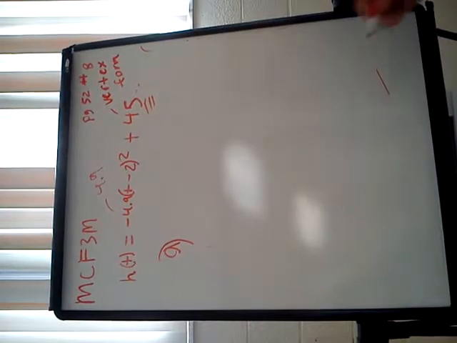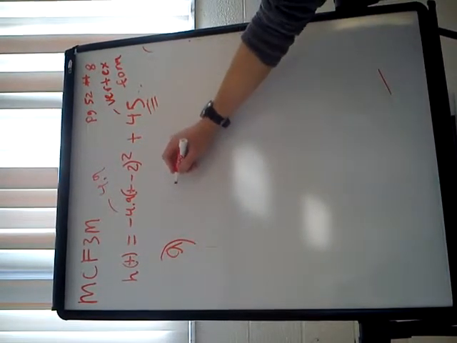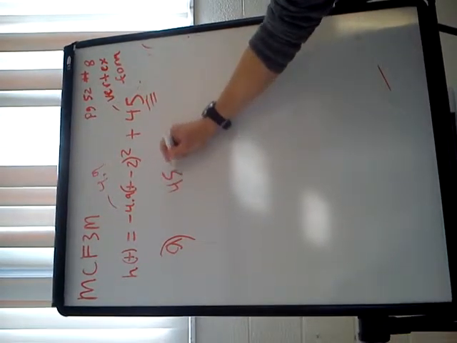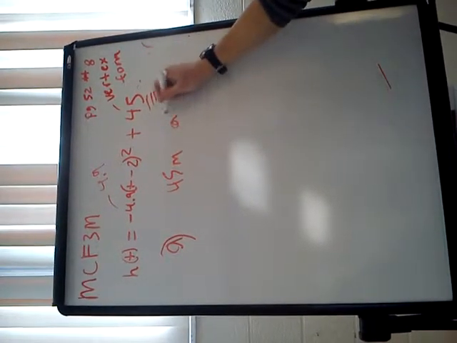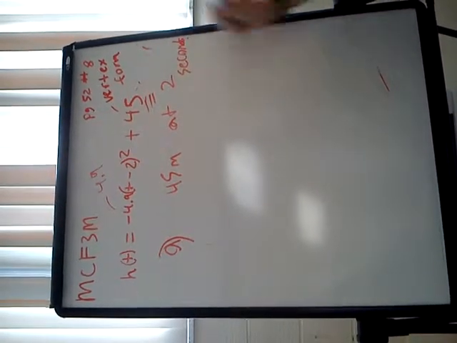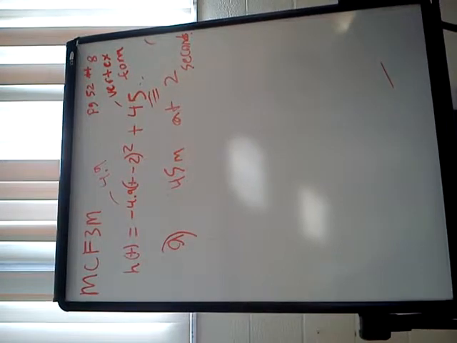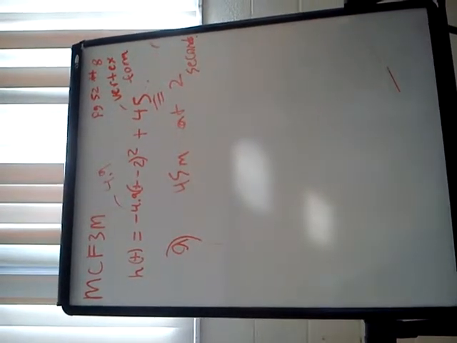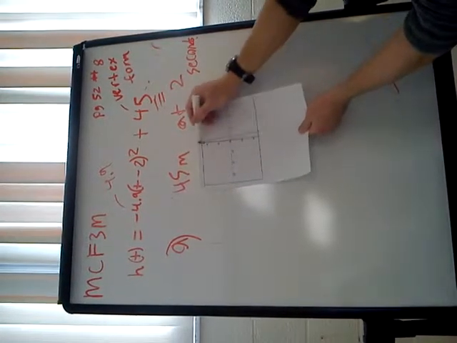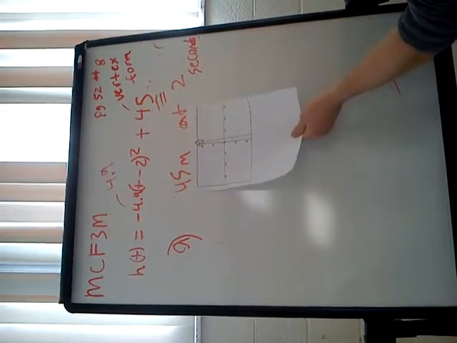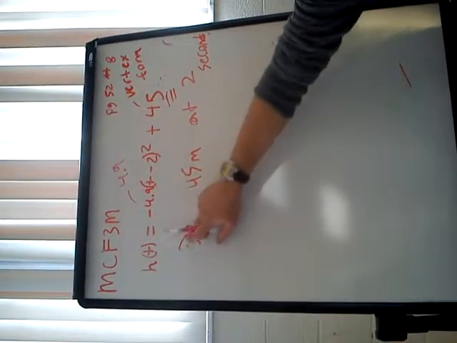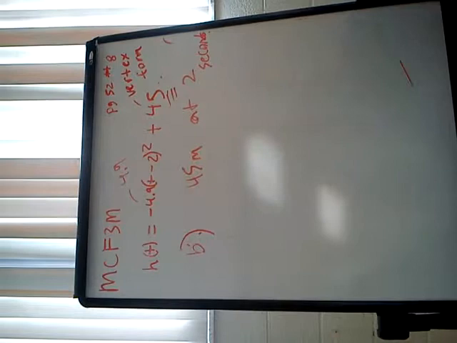So for question 8b, what was the maximum height and when does it occur? The maximum height is 45 meters, and it occurs at 2 seconds, and from there on the parabola continues downward. Here's another visual representation. You can see the maximum height to be 45 meters up here, and then the parabola continues to fall. That was 8B.